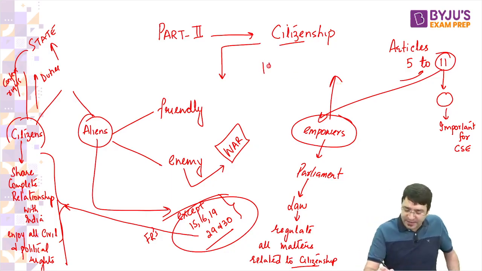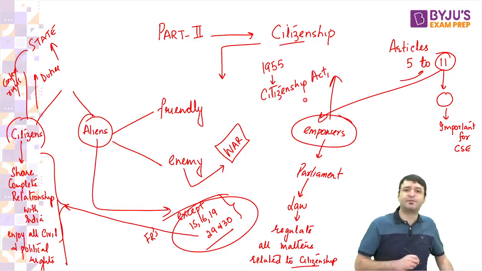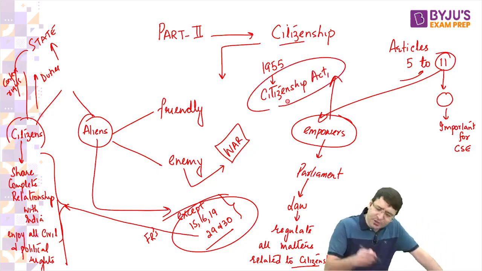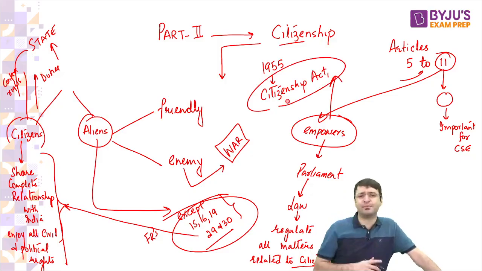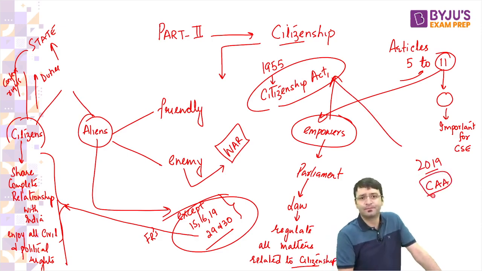And that is how in 1955 a law was passed by the Parliament known as the Citizenship Act of 1955. And it is this law which has been amended multiple times. And the last time this law was amended was in the year 2019 when the Citizenship Amendment Act was passed.